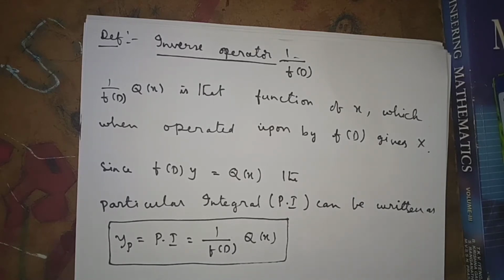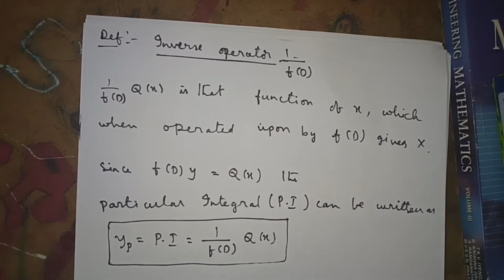Now today I am going to explain the particular integral methods. How to find the particular integral methods. There are 5 methods to find the particular integral. Out of the 5 methods, one by one we will go. Before going to start the particular integral methods, first we will see what is inverse operator.